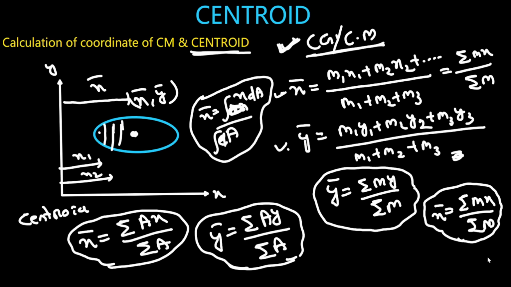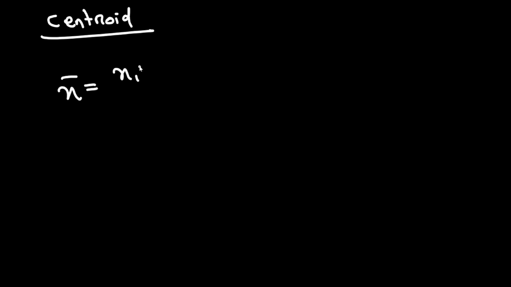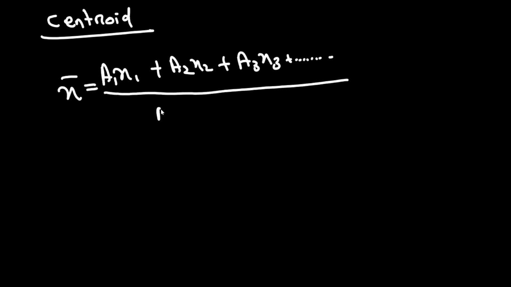So finally the concept we learned is how to calculate the location of the centroid of a figure: x bar is equal to a1 x1 plus a2 x2 plus a3 x3 plus up to whatever areas there will be, divided by the sum of the area, like small areas a1 plus a2 plus a3.